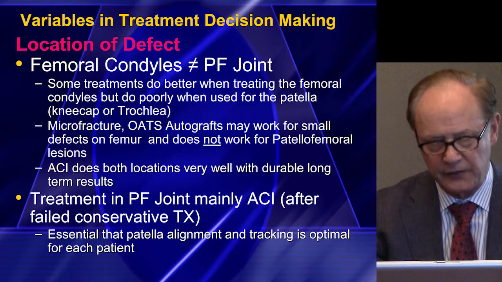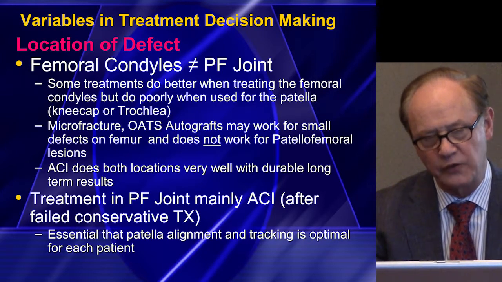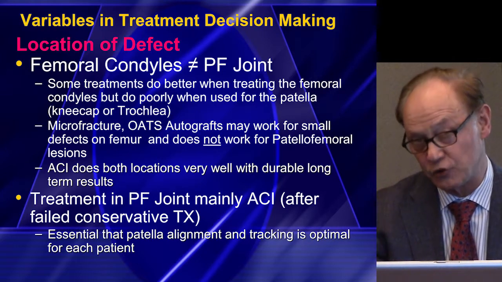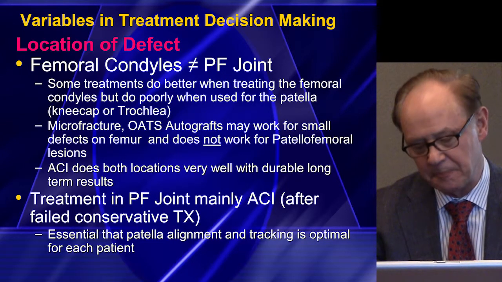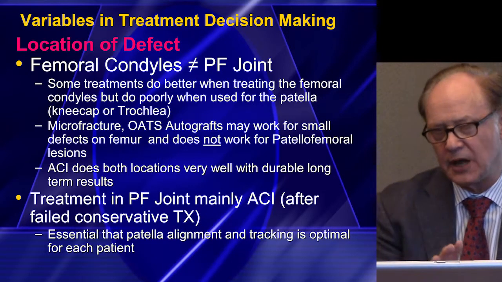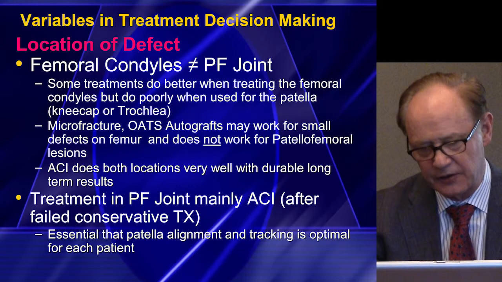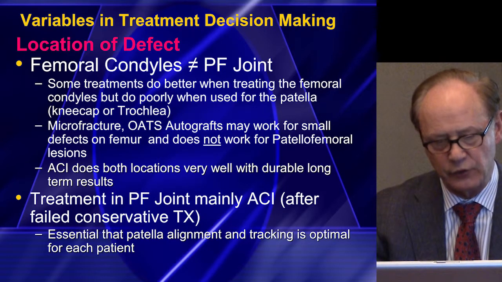In the big areas of the knee, femoral condyles, OATS, allograft, that's the transfers, the big dowels, like the apple core, those will work for the femoral condyle, but not so much for the patella and the trochlea. So these are all things that have to be thought about in determining the best treatment.